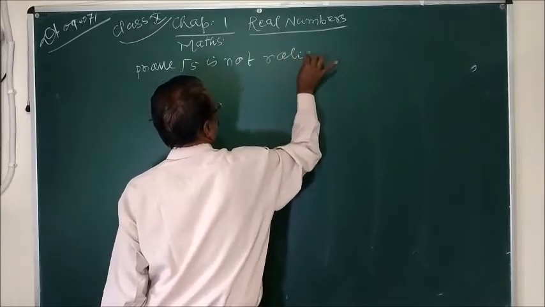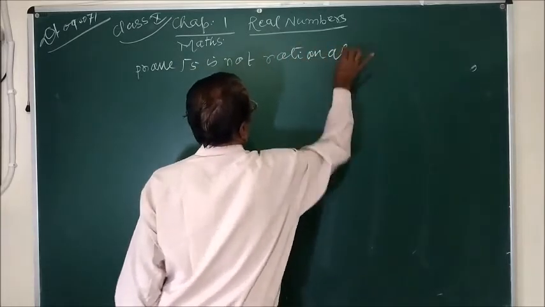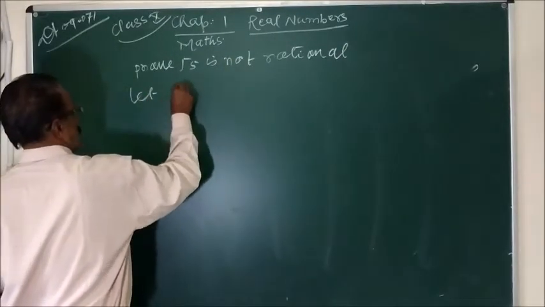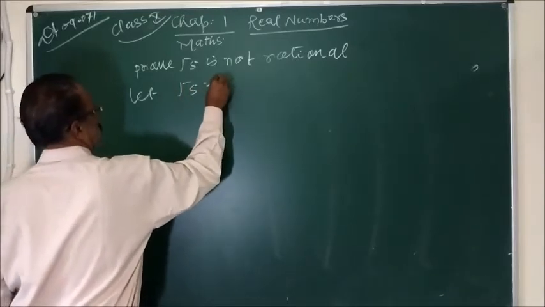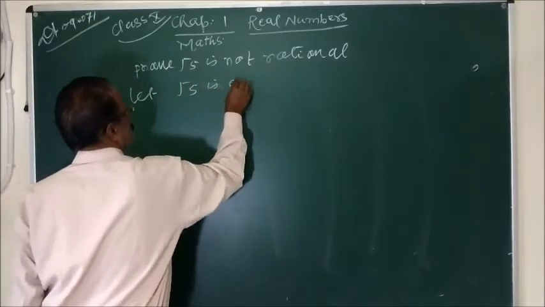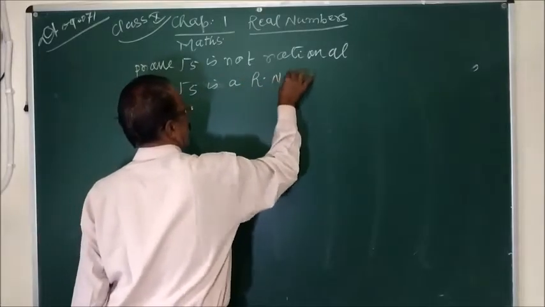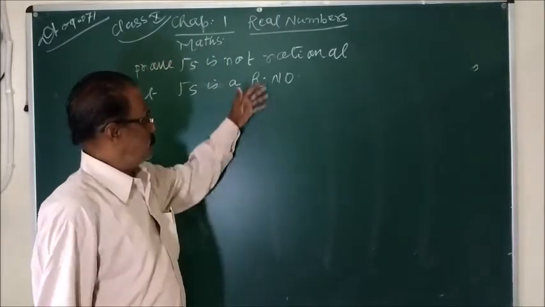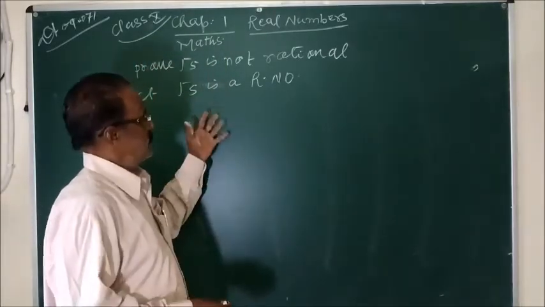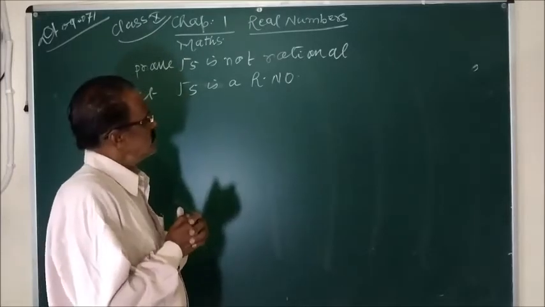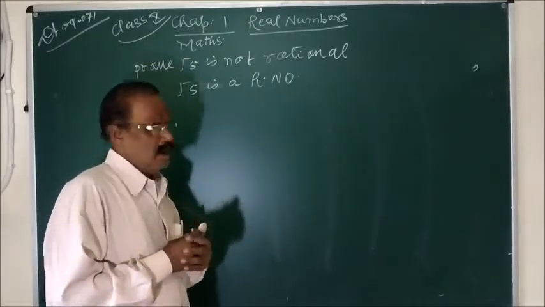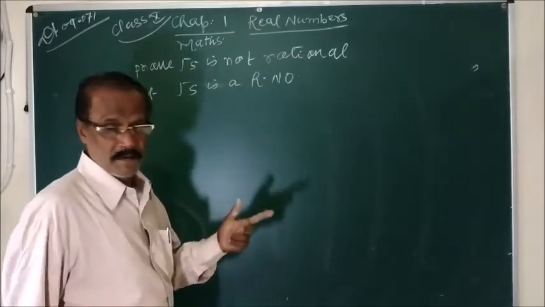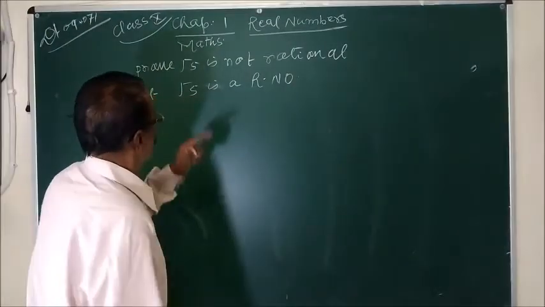Not rational. How can you prove? Now you see, the contradiction method: let root p is a rational number. इसको मान लेते हैं rational number है. Prove करना है rational. So by supposing a rational number, we follow some process, and there will be a contradiction during the process, and then you can prove that root 5 or root 2 or root 3 or root 7 like that, they are not rational numbers.